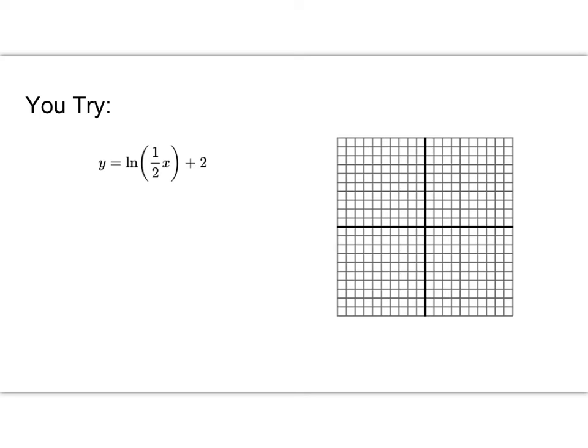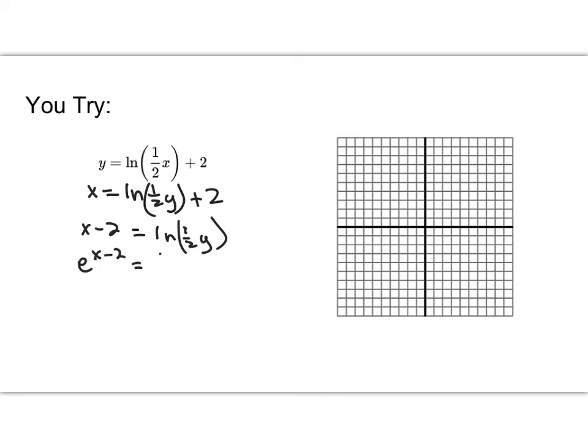Okay, so let's switch our x and y values around. All right, so 1/2 y plus 2, go ahead and subtract 2 from both sides. All right, we need to get rid of the natural log now because we've isolated it. And we get e to the x minus 2 equals 1/2 y. Multiply both sides by 2, and I get y is equal to 2 times e to the x minus 2.